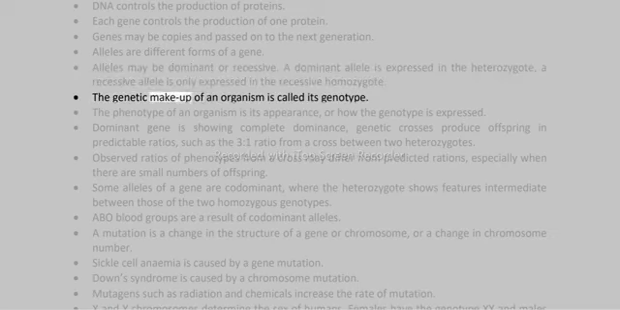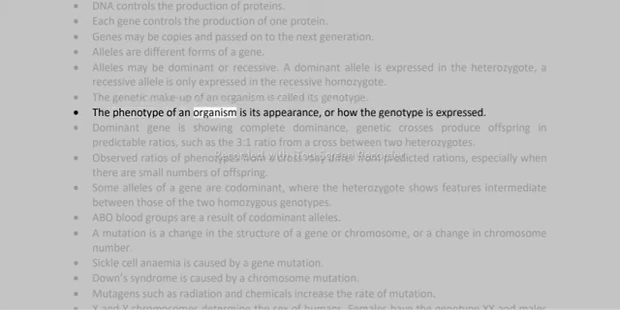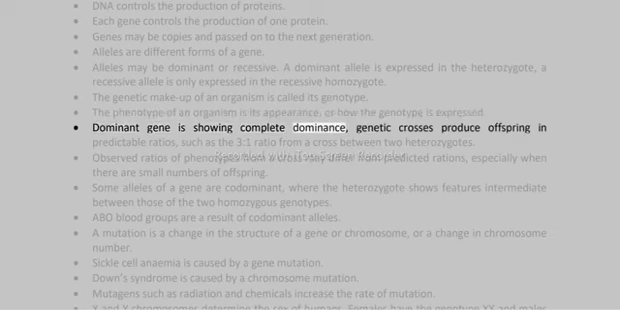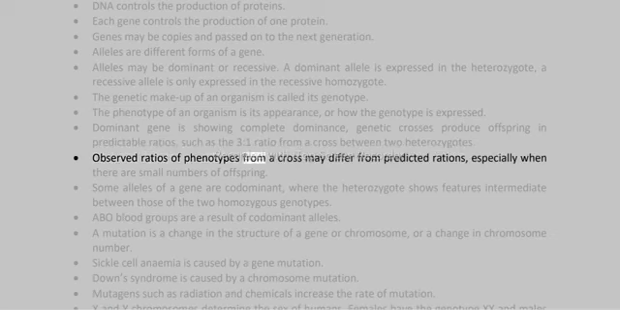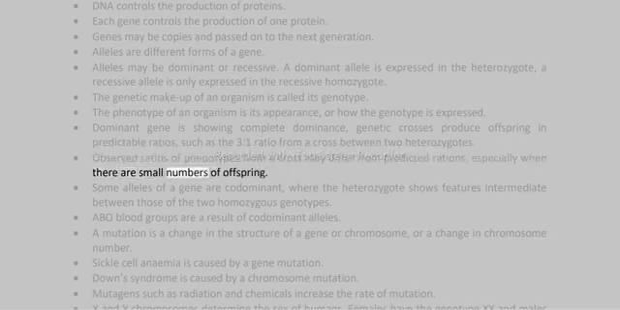The genetic makeup of an organism is called its genotype. The phenotype of an organism is its appearance, or how the genotype is expressed. Dominant gene is showing complete dominance. Genetic crosses produce offspring in predictable ratios, such as the 3:1 ratio from a cross between two heterozygotes. Observed ratios of phenotypes from a cross may differ from predicted ratios, especially when there are small numbers of offspring.